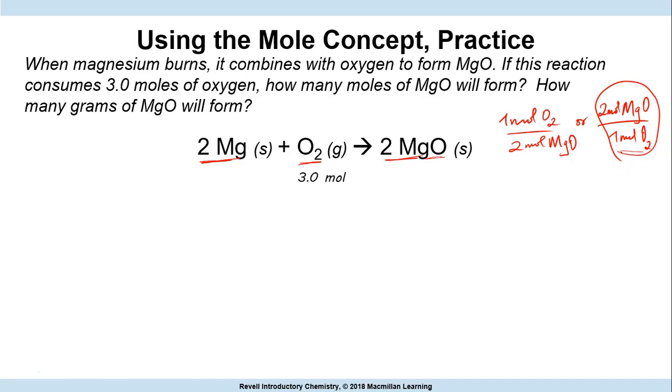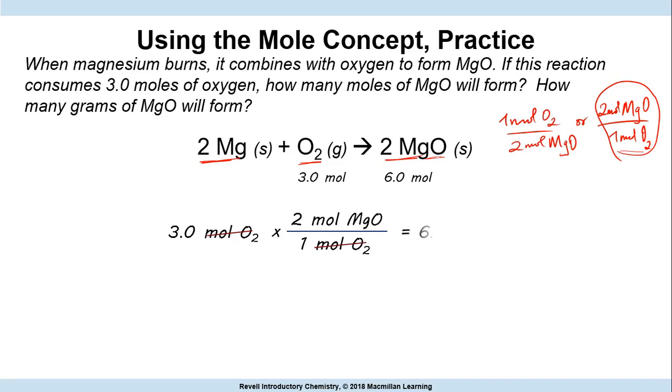So let's start. 3 moles of oxygen have been given to us. Now let's calculate. We start out with the 3 moles of oxygen times the conversion factor. The conversion factor here is 2 moles of magnesium oxide are formed for every 1 mole of oxygen. So we are multiplying by that conversion factor, and we see that the moles of oxygen will cancel out, and we are left with moles of magnesium oxide. You multiply that 3.0 times 2. That gives you 6.0 moles of magnesium oxide.